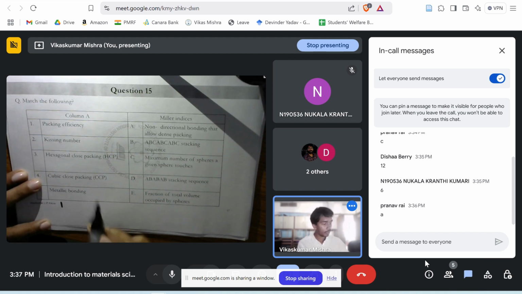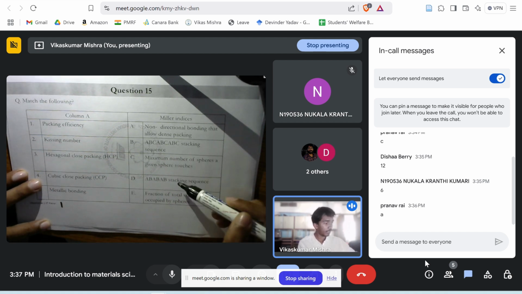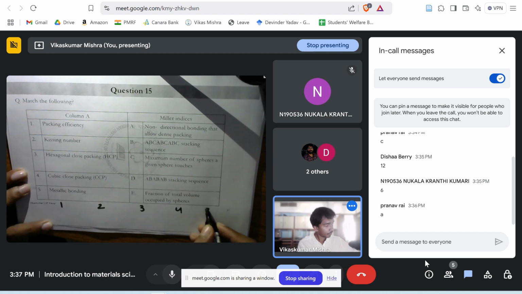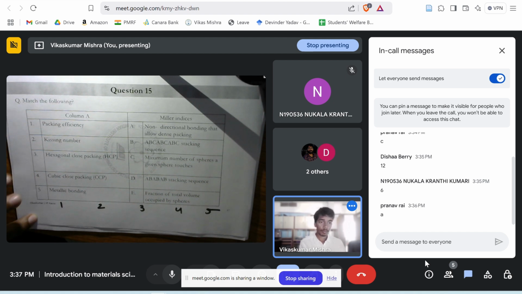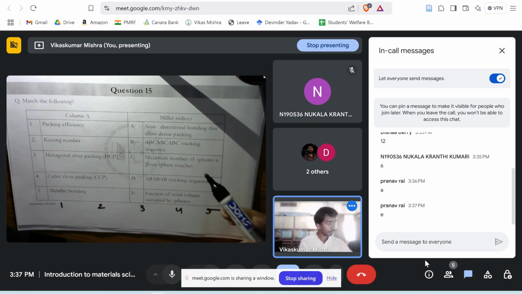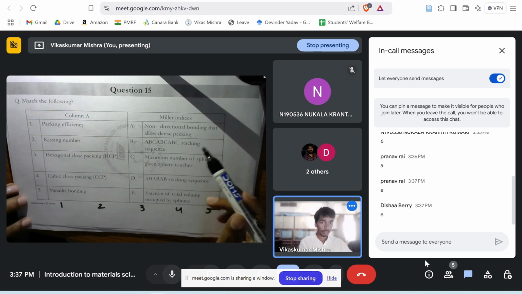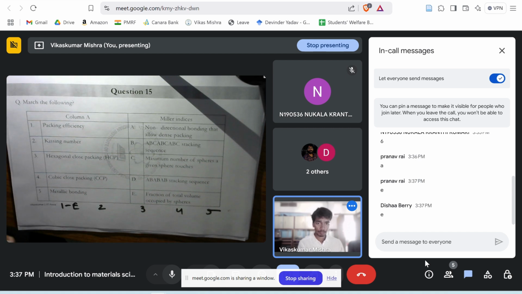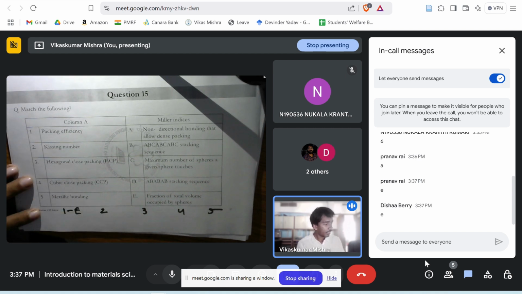What about the first one, the packing fraction? Among this A, B, C, D and E, which one will it be? So guys, what about the packing fraction among these? Yeah, that's right. Option E, the fraction of the total volume occupied by the spheres. Perfect. So with that, E is over.